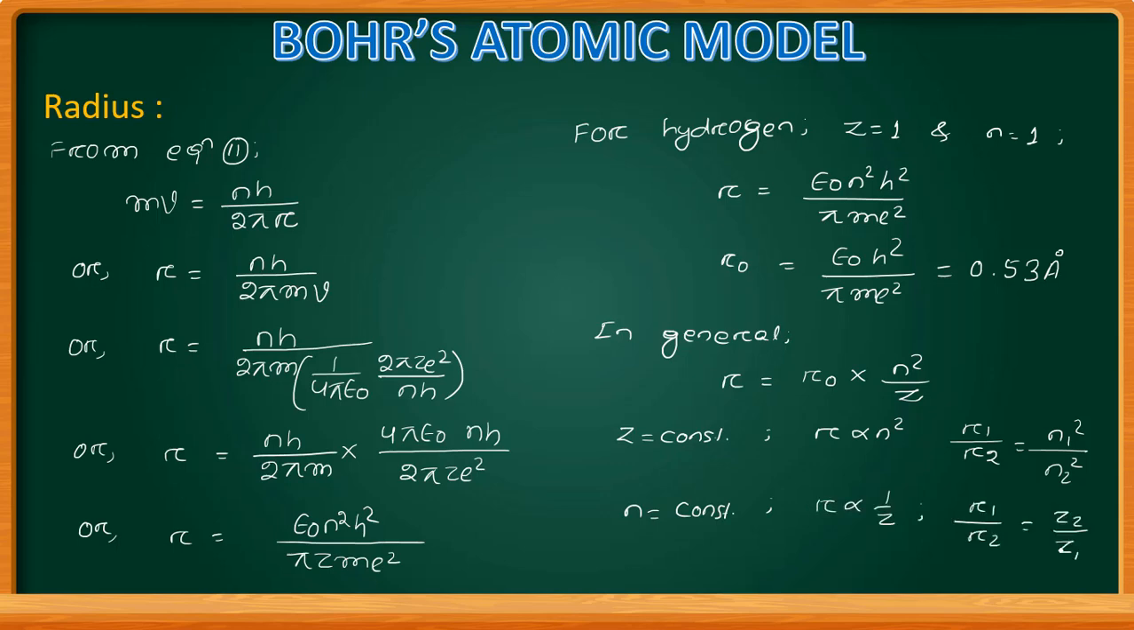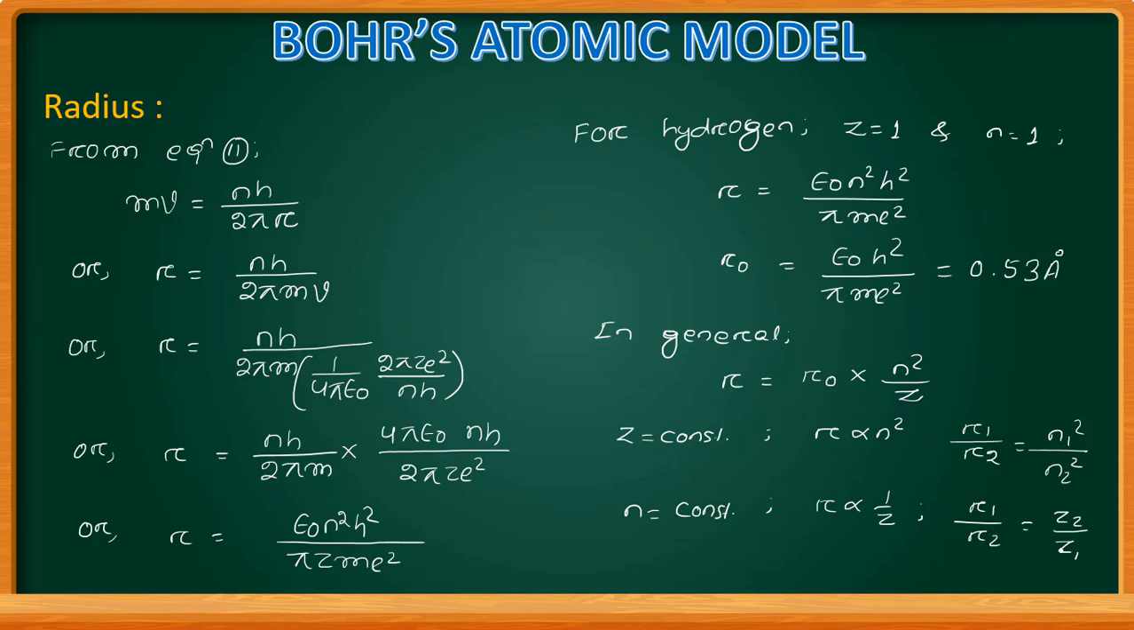Yes or no? Here you can see, if we increase the atomic number, then our radius of orbit decreases. Because if you increase the atomic number, then number of protons inside the nucleus increases, so that they attract more tightly. Hence the radius decreases. Yes or no? This is all about the radius actually.